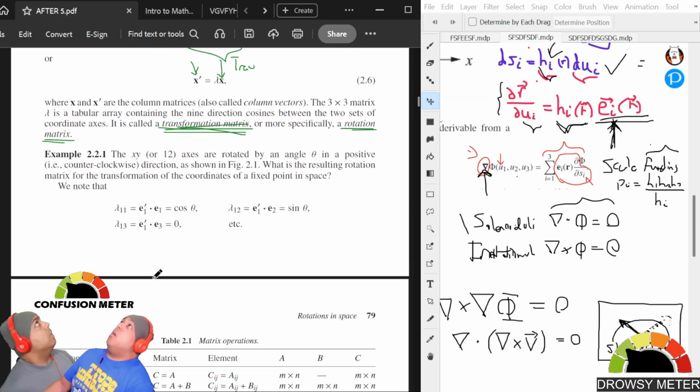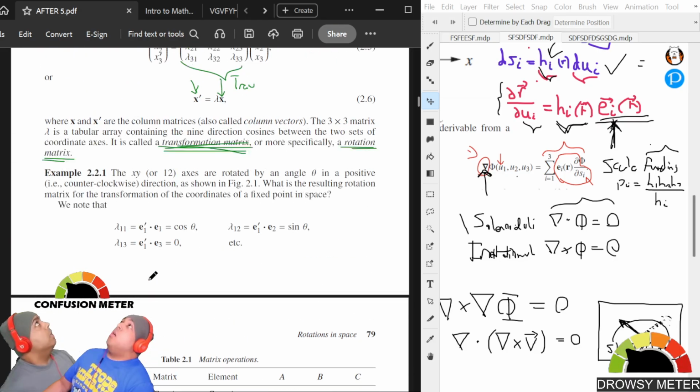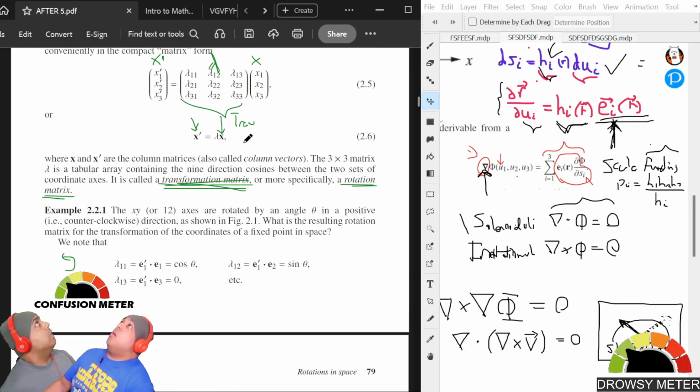The xy or 1, 2 axes are rotated by an angle theta in a positive counterclockwise direction. As shown in figure 2.1, what is the resulting rotation matrix for the transformation? What is the resulting rotation matrix for the transformation of the coordinates of a fixed point in space? We note that lambda 1 1 equal e1 prime dot e1.